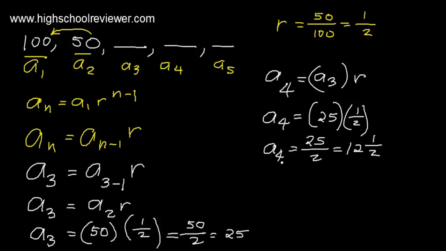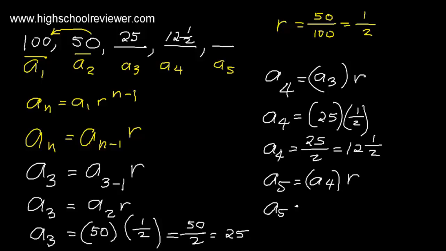Okay, and then let us now proceed. Let's find for a sub 5. But first, let's write here the values. For a sub 3, we have positive 25. A sub 4, we have positive 12 and 1/2. And let us find for a sub 5. This will now be a sub 4 multiplied by r.